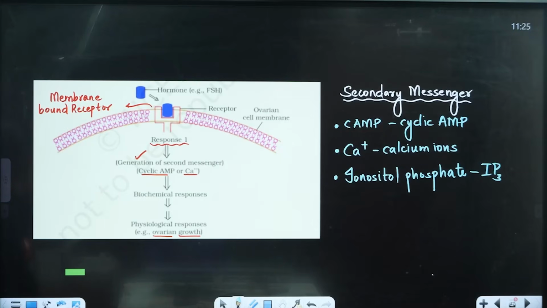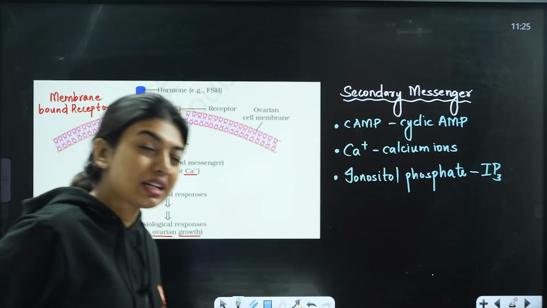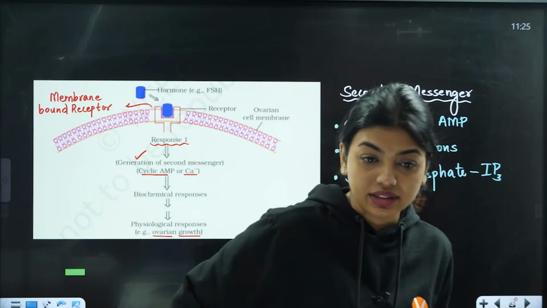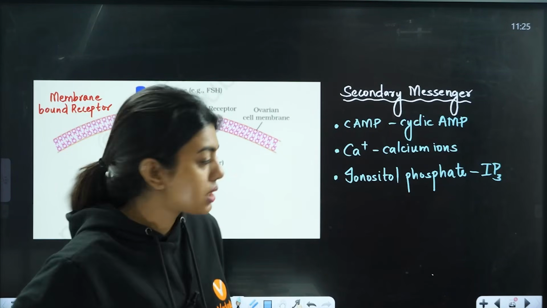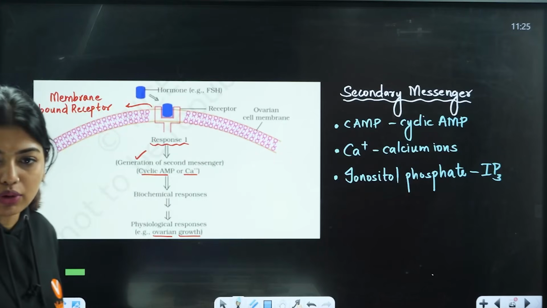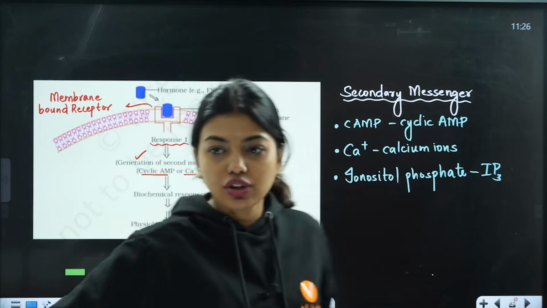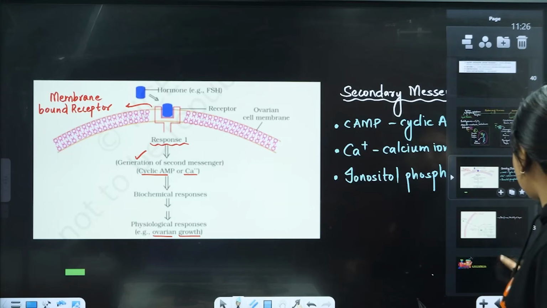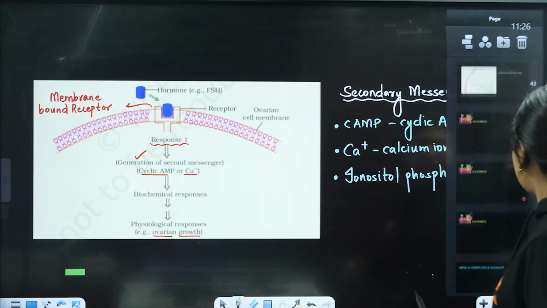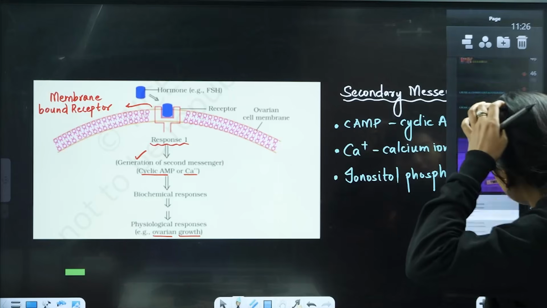Diacylglycerol is there as well, you can write that also. Clear? This is the whole thing. This is very, very important. Make sure that you are remembering all this. So these are our hormonal structures. This also you people have understood.